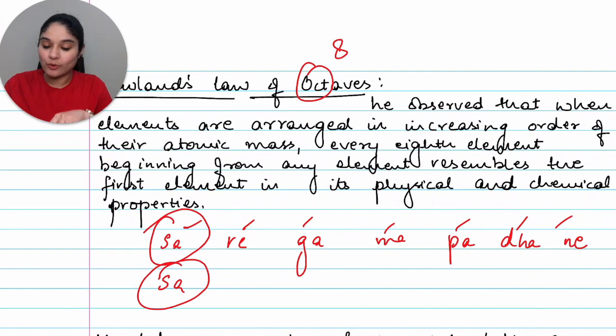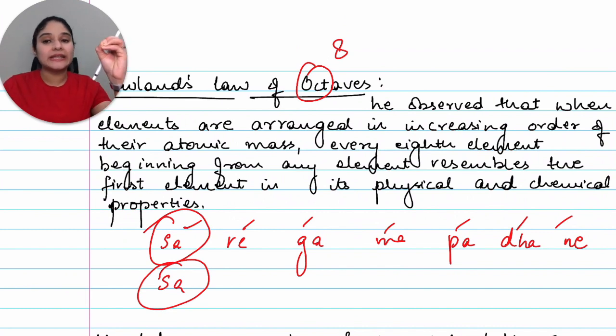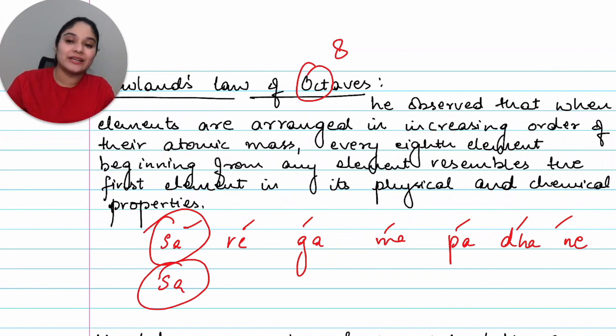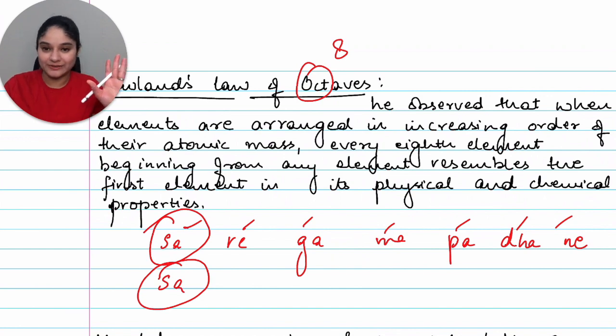So let's read what he said. He observed that when elements are arranged in increasing order of their atomic mass, every 8th element beginning from any element resembles the first element in its physical and chemical properties. I hope that makes sense to you.